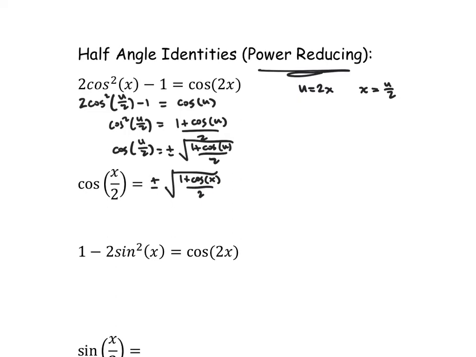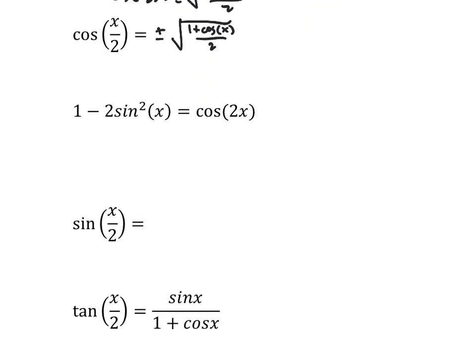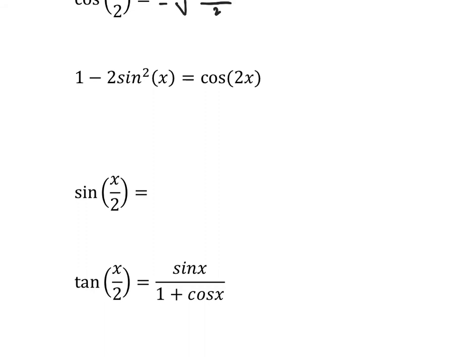Let's look at sine of x over 2. Now, again, I'm going to use cosine 2x and the fact that it ties together with sine squared x. I could use the same substitution. So if u is equal to 2x, then x is equal to u over 2. So 1 minus 2 sine squared u over 2.